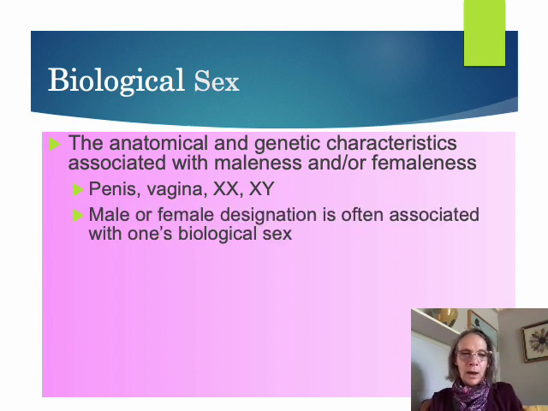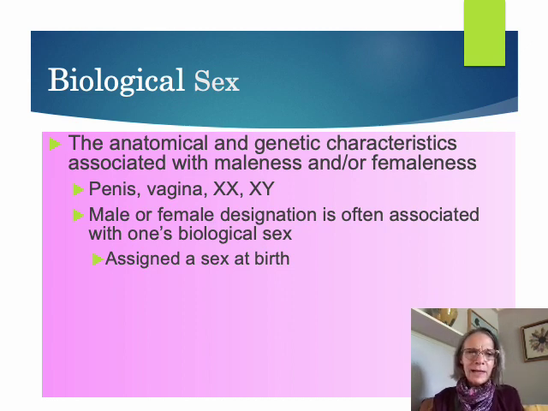Humans attach a designation to that anatomy and genetics. Male or female designation is often associated with biological sex. So people are assigned a sex at birth. If you're born with a penis, you're assigned male at birth. If you're born with a vagina, you are assigned female at birth. I don't think they do a genetic analysis of your chromosomes when you are born. They're just sort of saying, what are your parts? And that's what you get assigned.